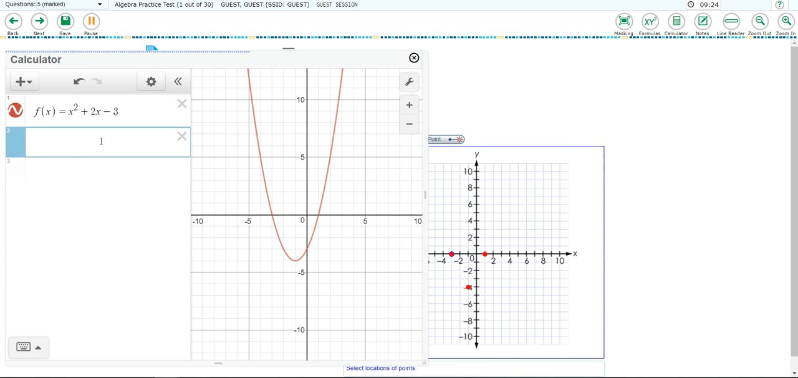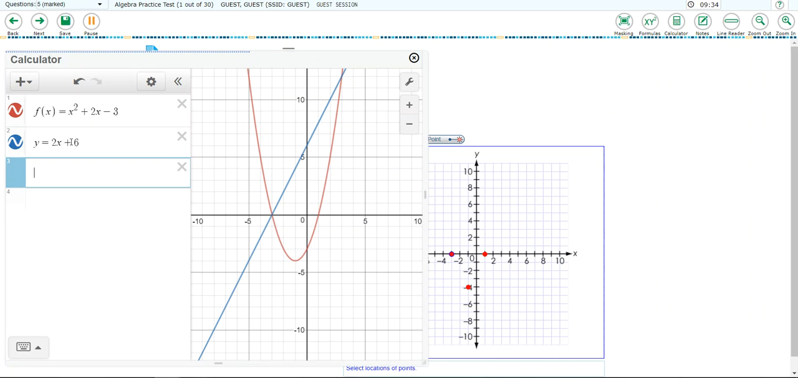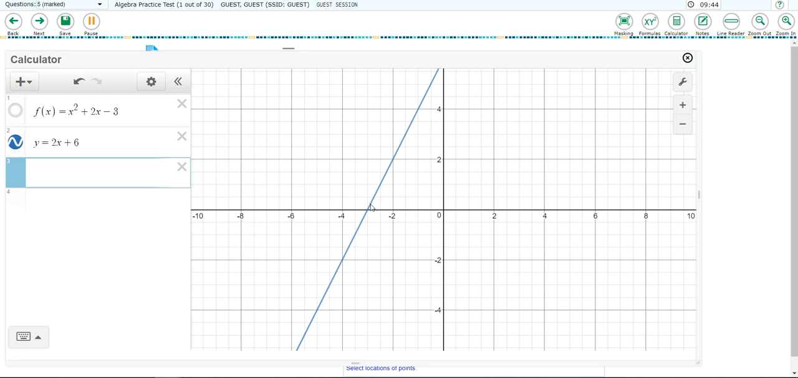It also does, I mean, we've done equations in slope-intercept form. 2x plus 6. Oh, that's supposed to be a plus sign. So you see that red dot right here? I'm going to click it, and it turns off that previous function. And now y equals 2x plus 6.